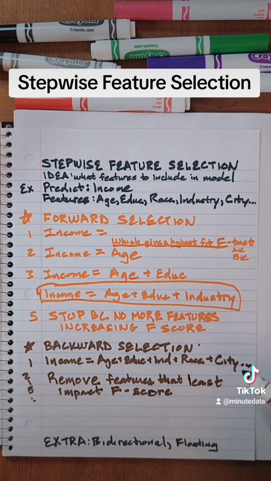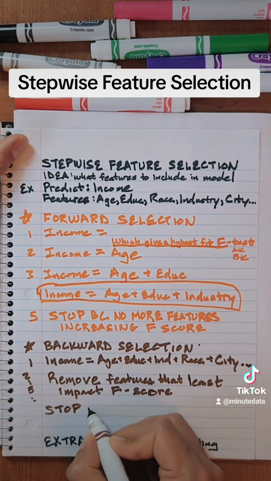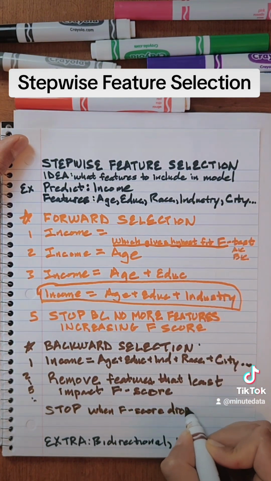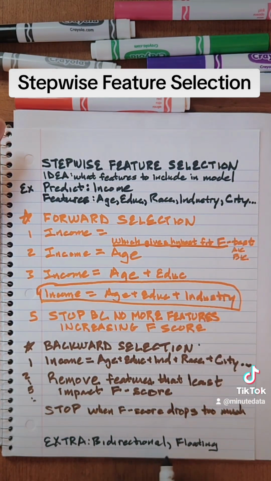We're going to repeat that process, and keep on repeatedly removing features until the F score becomes a large drop. So eventually we're going to stop when the F score drops too much. And then finally, if you want an extra topic, there's also bidirectional selection as well as floating selection.